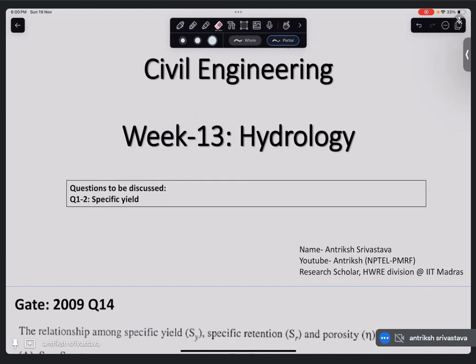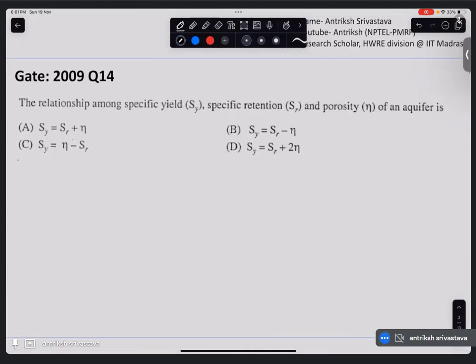Okay, so let's start. We have week 13 hydrology today. For our quota, we are going to discuss the two questions that will be related to specific yield, just some small concept, and then we'll look at some fun questions. All right? Okay, let's start.